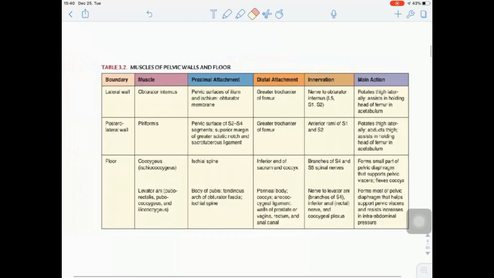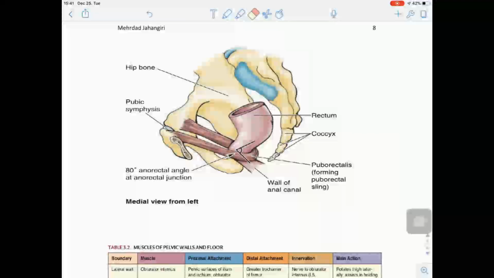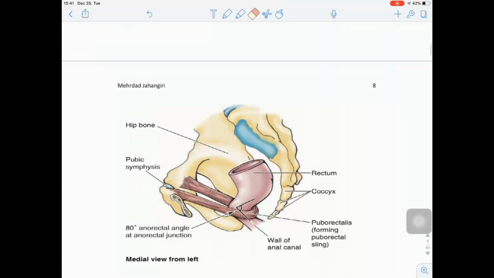The table is related to the muscles of the pelvis. All of them are related here. So the lateral wall is obturator internus, everything about it; the posterolateral wall is piriformis; and the floor is coccygeus and, let's say, the levator ani muscle. And mainly the levator ani muscle is innervated by the coccygeal plexus, S5 and the coccygeal nerve together. So you get the nerve to levator ani muscle. There are two coccygeal nerves, one on each side.